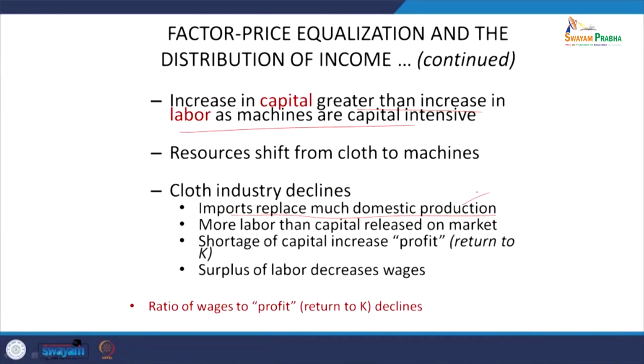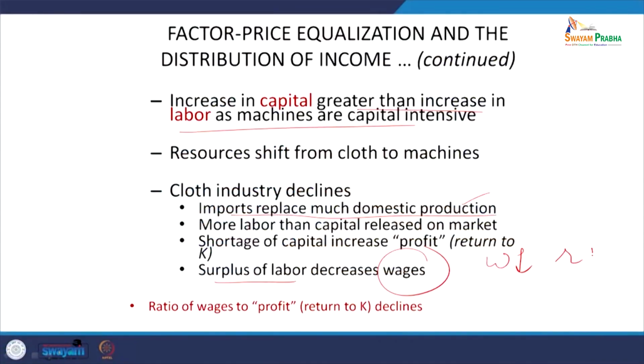So, capital shortage increases profit. So, returns go to those sectors which engage more capital. So, there is a surplus of labor in the US. So, the surplus of labor leads to a fall in wages in the US. So, in one case the wage rate falls in the US, whereas it comparatively increases in the other.